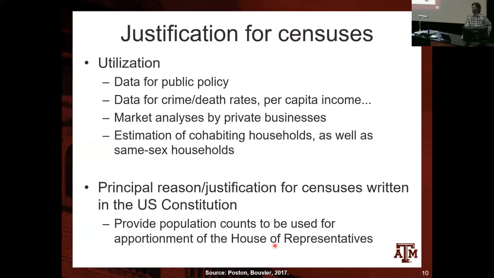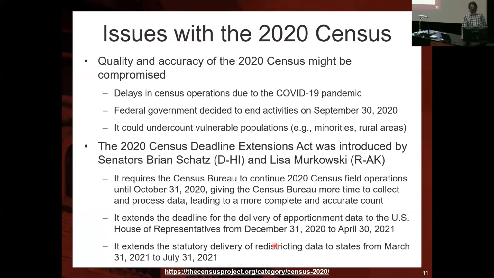The 2020 census is facing some issues right now. This is a new slide that I just added here. The quality and accuracy of the 2020 census might be compromised. The Census Bureau has been experiencing delays because of the pandemic.